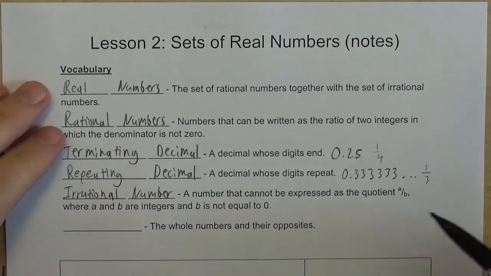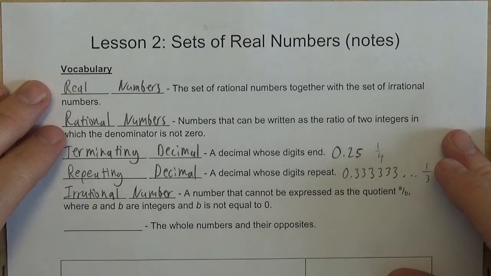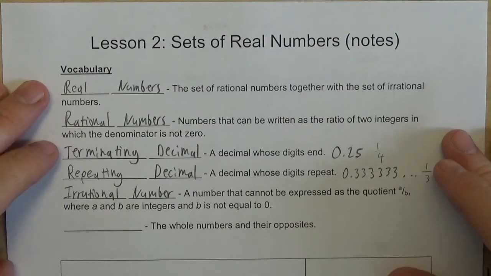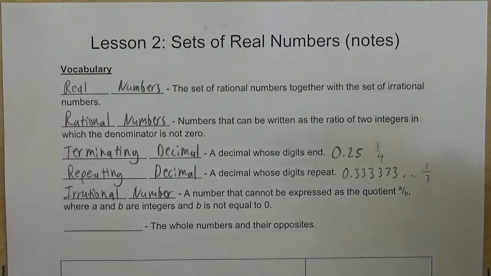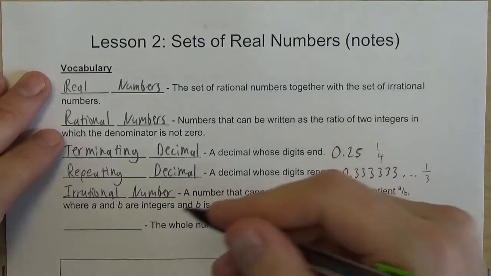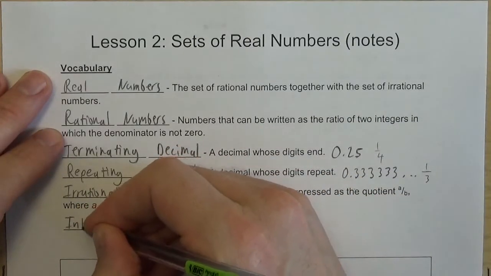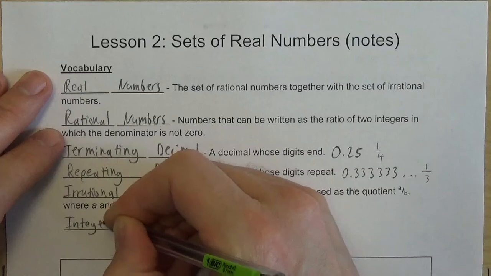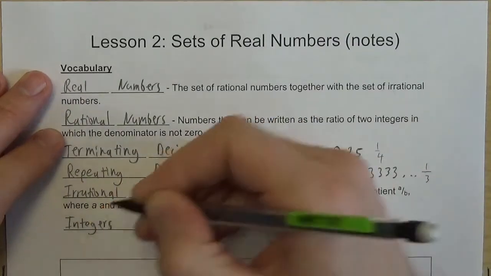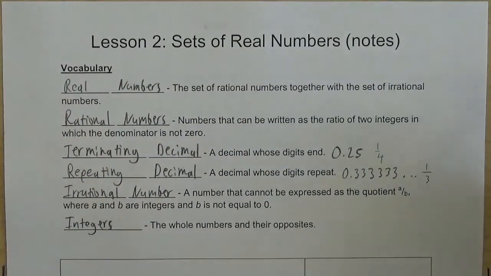The whole numbers and their opposites is our last definition here. And so basically the numbers you count by and the opposites, so that'd be the positive and negative of those. Those are called integers. And we're going to be working with integers a little bit later on, not in this lesson, but soon, learning how to add, subtract, multiply, and divide integers.